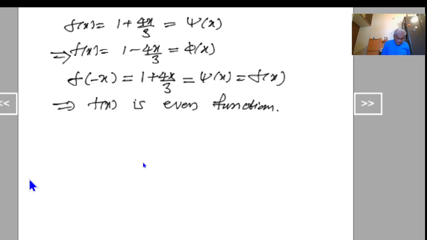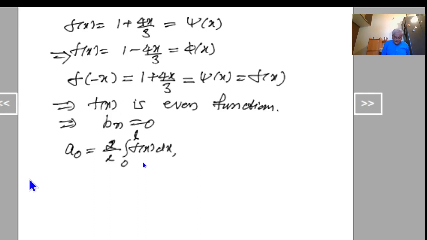And if f of x is an even function, then we have Bn is equal to 0. And A0 is equal to 2 by L integration 0 to L f of x dx, and An is equal to 2 by L integration 0 to L f of x into cos of n pi x by L dx. Okay, so we have to find out these two. Let me find out A0 first.